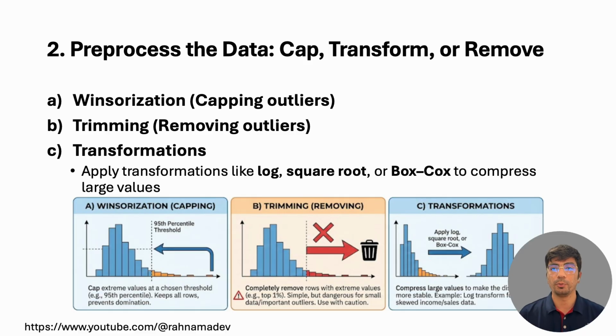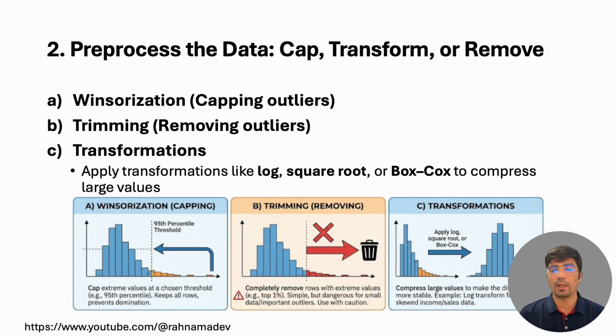B. Trimming, removing outliers. You completely remove rows with extreme values, for example, the top 1% or 5%. This is simple but dangerous if your dataset is small or the outliers are actually important. Use it carefully and always explain it when you report results.